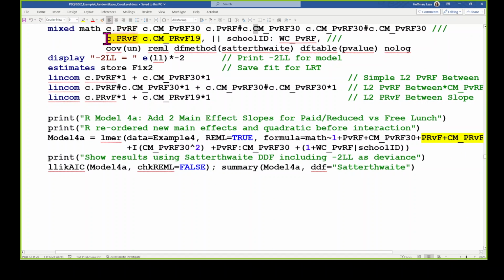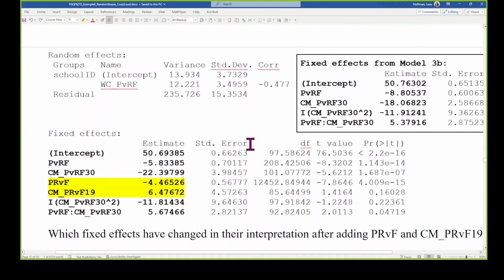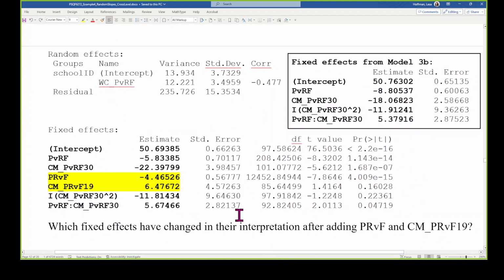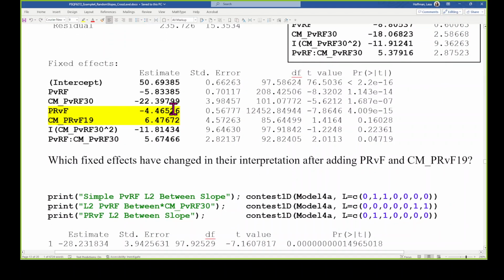So we're adding in a level 1 within effect, differentiating reduced versus free, and the corresponding contextual effect, which is the proportion of children at that school who get free instead of reduced. And at this point, I knew we would be very tired, so I just started highlighting new things. That's appreciated. That's just as much for me as it is for you. Like, where are we at? Especially when you have these variables that all look the same.